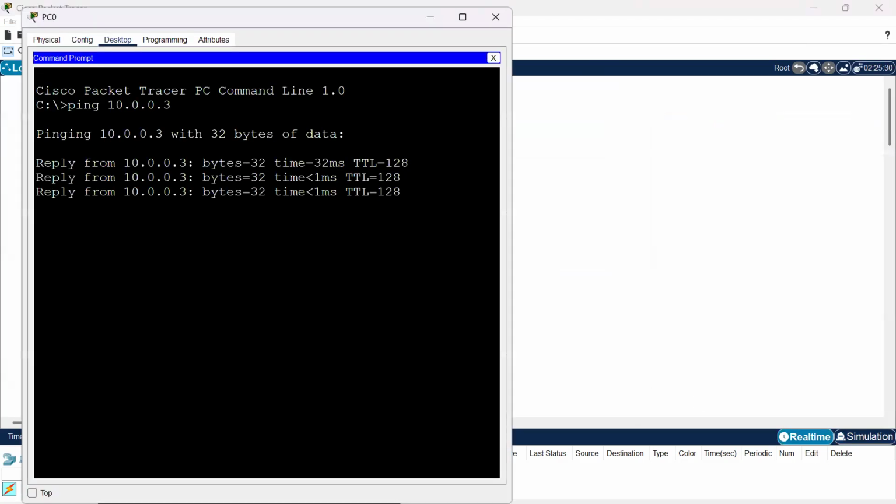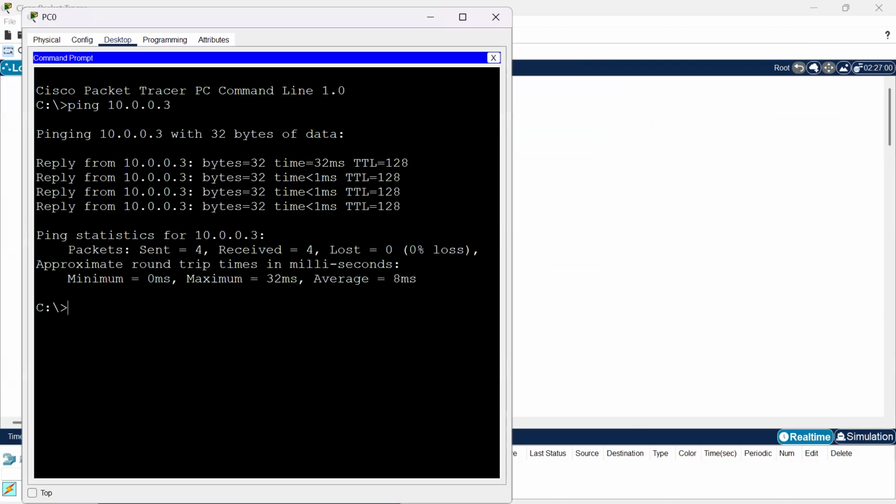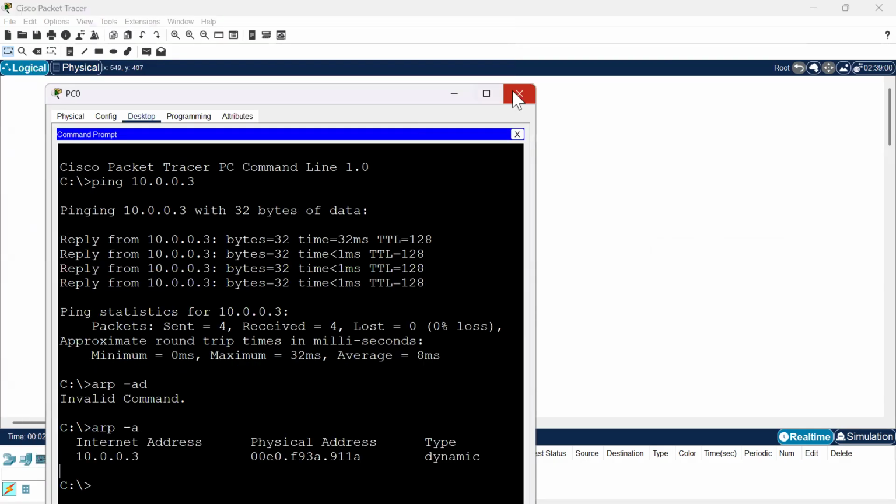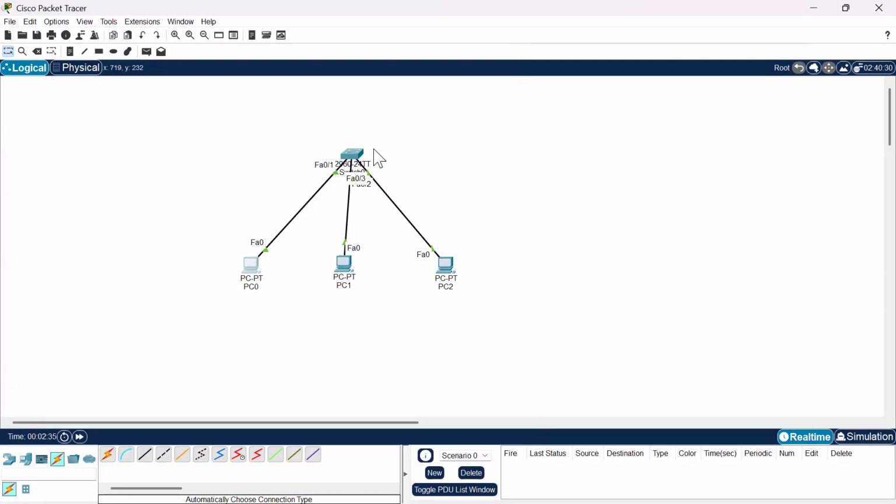Now you come to this PC. You can check with the command arp space hyphen a. It shows the IP address of the device, the MAC address, and how it is learned: dynamic. This is the command you can use to check. And if you want to check on the router, because you know that the switch maintains a MAC address table, what is the command? Show arp. We'll come to that also one by one.